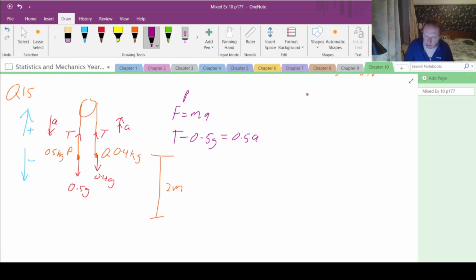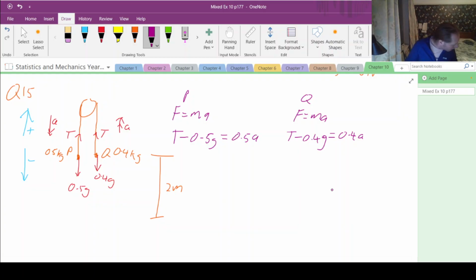Write down an equation of motion for Q. Not exactly the same equation, but for this one, the force going up again is tension minus the 0.4 G coming down for the weight, and that will be equal to the mass, 0.4 A. Okay, I think that's everything for those two.